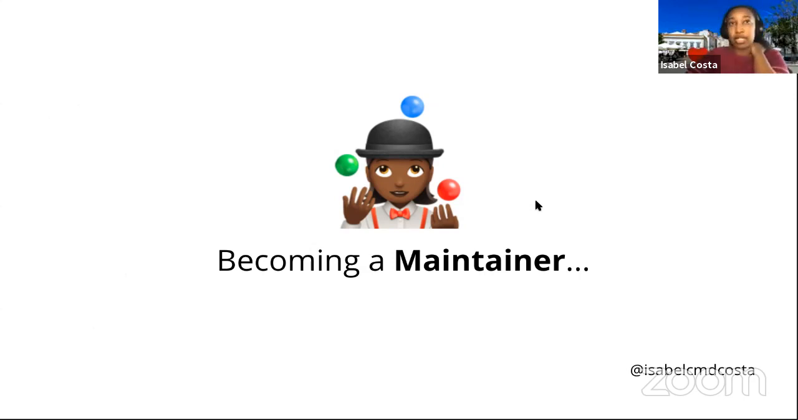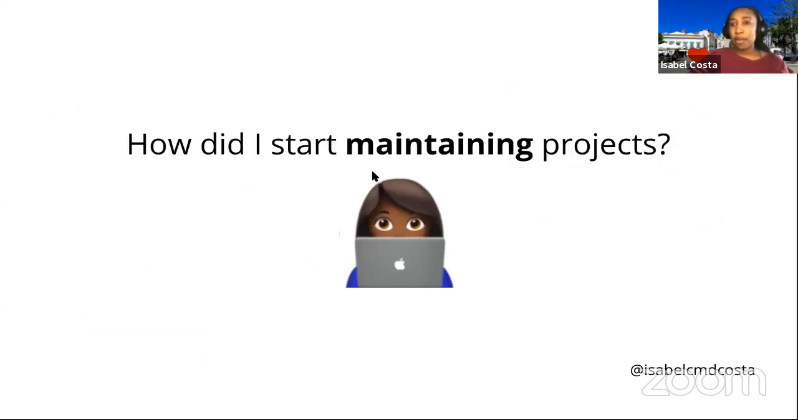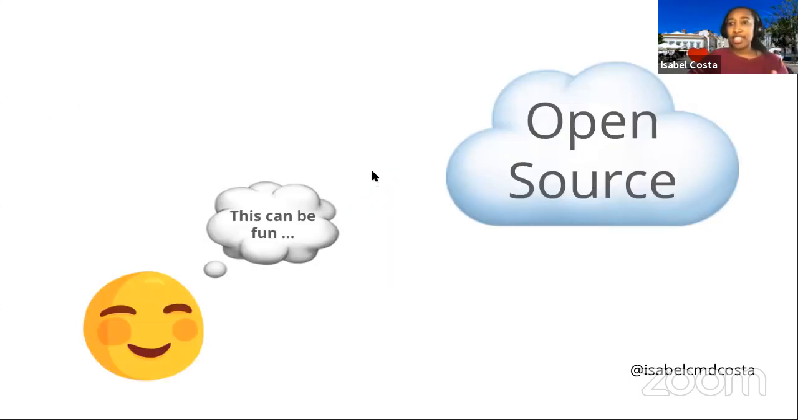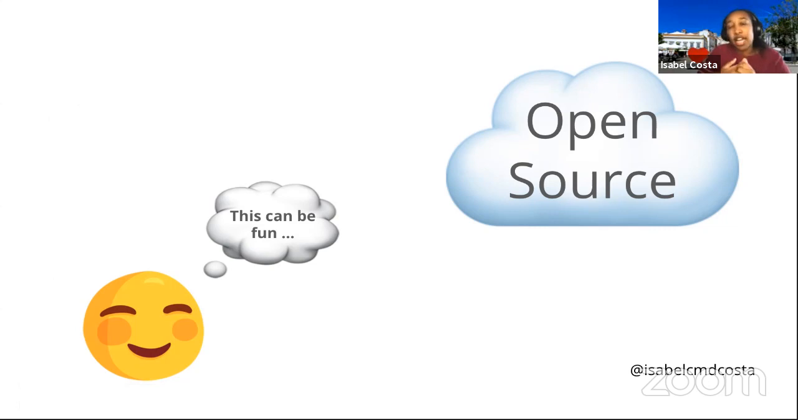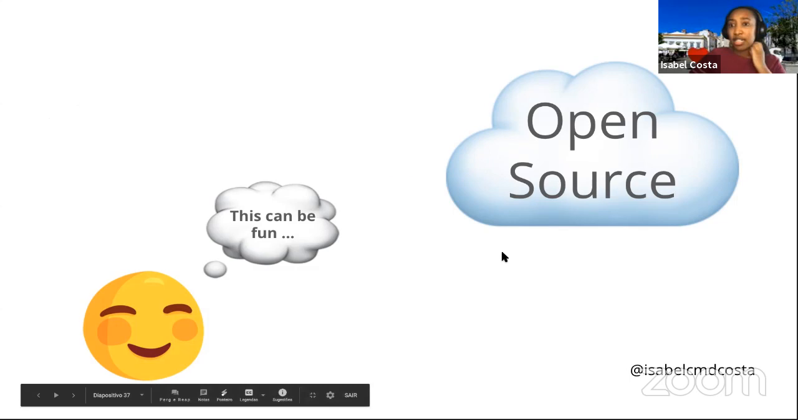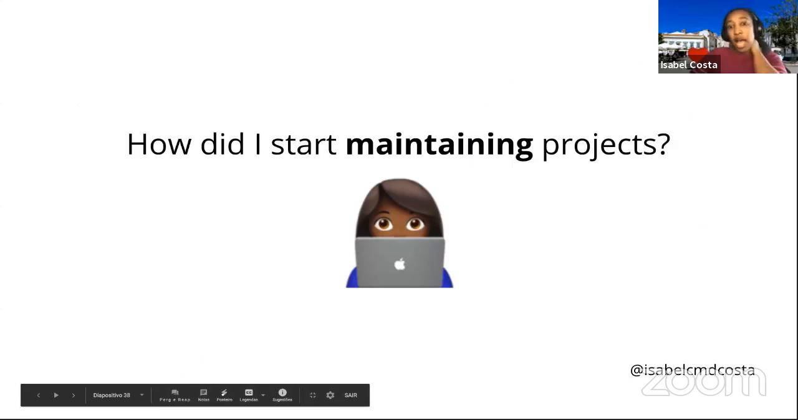So starting as a maintainer, right? At this time, I thought, well, this can be fun, right? Because it's another layer to these open source types of contributions, right? And I already knew that open source is not this unattainable thing that is gatekept and only a few people can contribute. So I decided what type of maintainer I wanted to be. So how did I start?